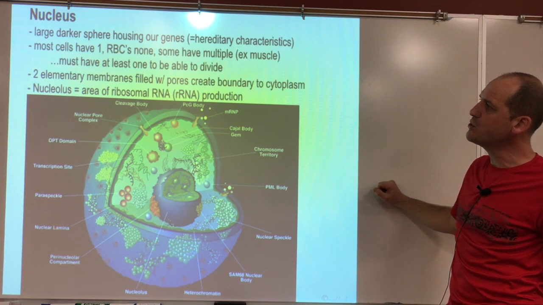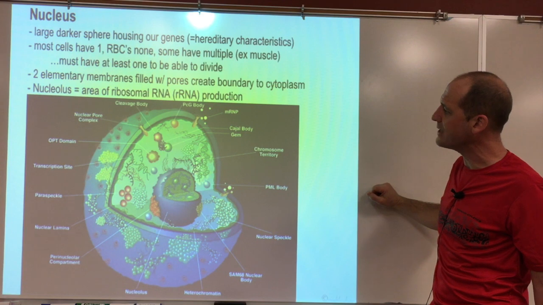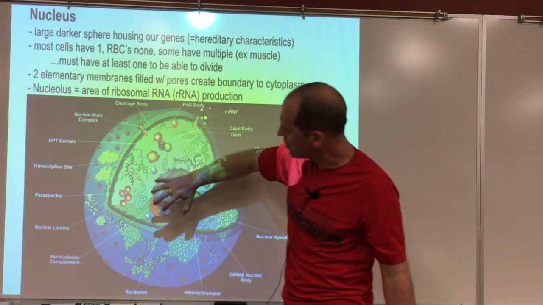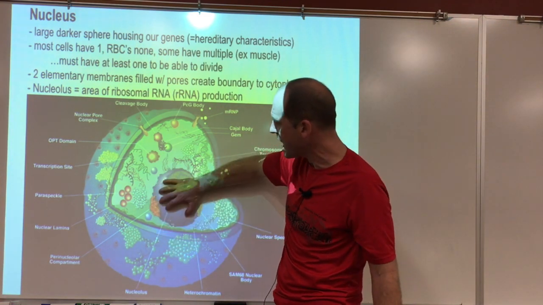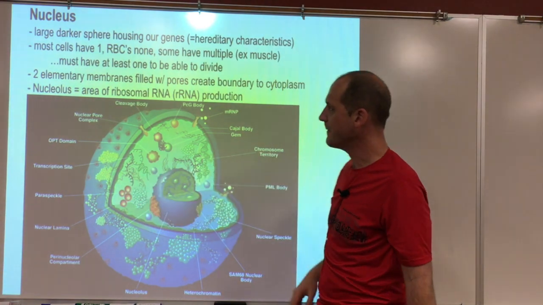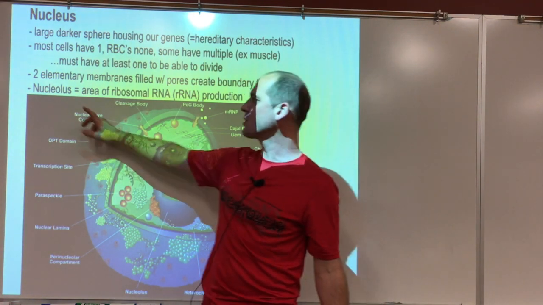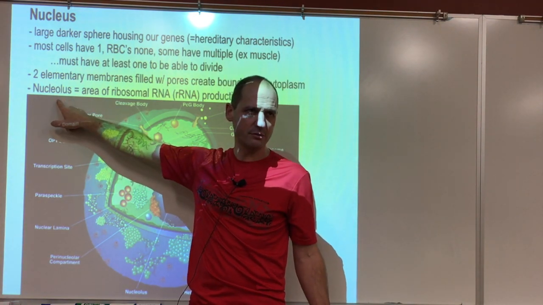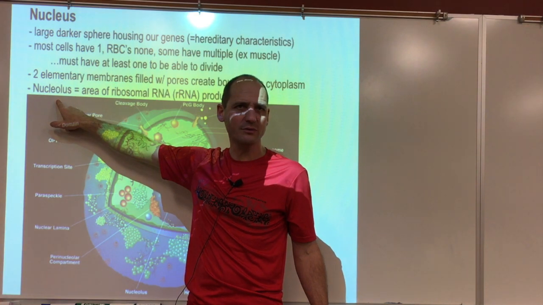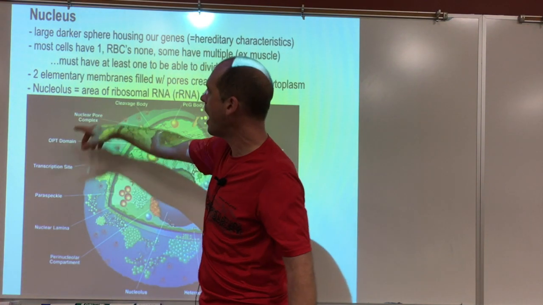The nucleus is two elementary membranes filled with pores that is a boundary from the cytoplasm. So the nucleus is here, and it's almost like a cell within a cell. It's separated from the rest, so it's protected. And then inside that, we have another one called a nucleolus. I know, why do they do that to us, right? It's like a Russian doll, smaller, smaller, smaller, and one more.